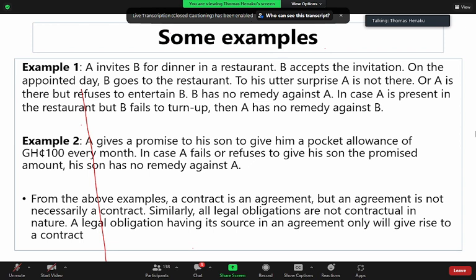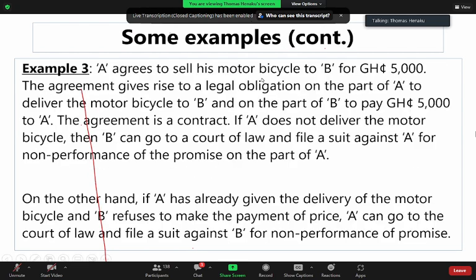Now, let's look at the third example. So in these two examples, we've seen that they do not give rise to adequate consideration, and so we cannot actually accept them as a contract. But let's look at this. A agrees to sell his motor bicycle to B for 5,000 Ghana cedis. The agreement gives rise to a legal obligation on the part of A to deliver the motor bicycle to B, and on the part of B to pay 5,000 Ghana cedis to A. The agreement is a contract.